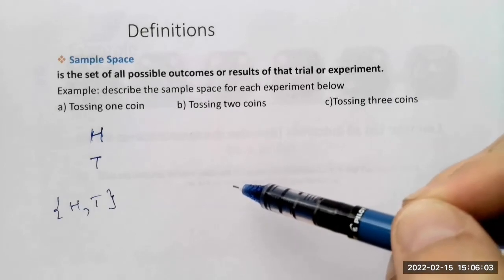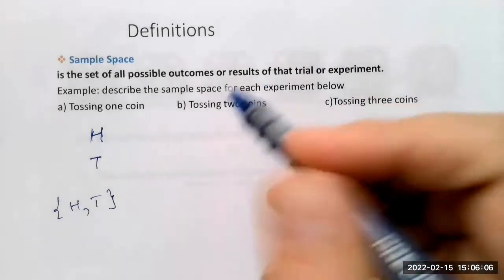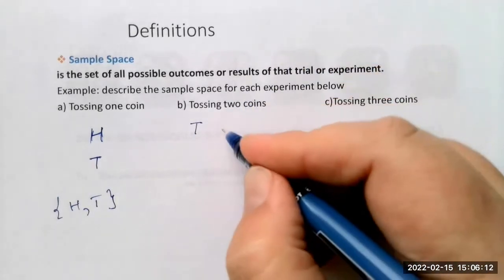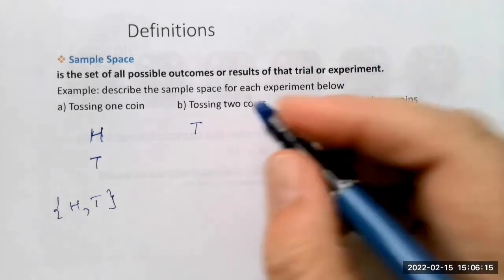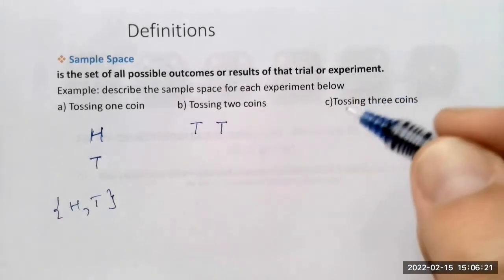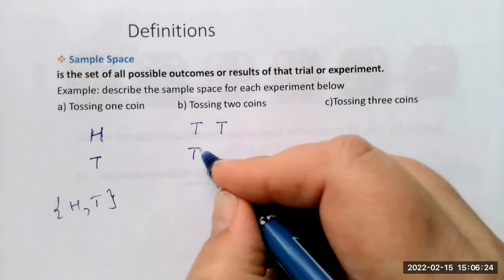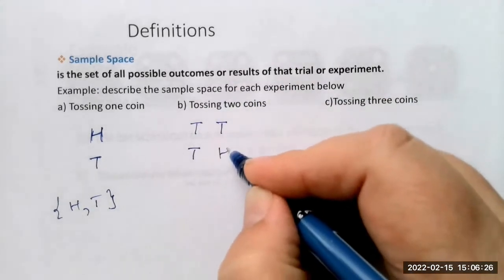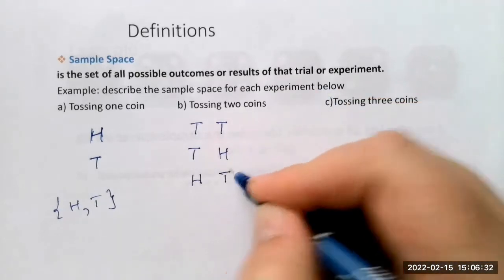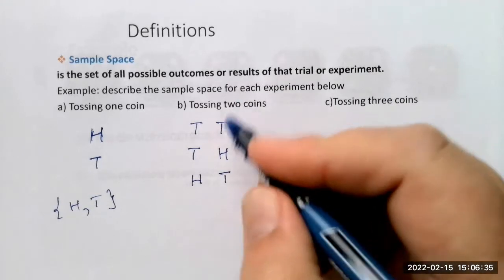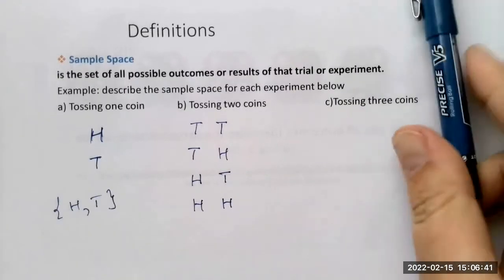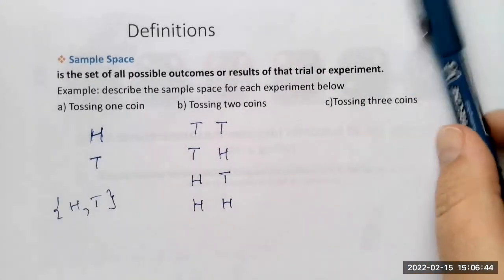Okay, experiment number 2, tossing 2 coins, or we could describe it as tossing a coin twice in a row. So what are the possible outcomes? Well, we could have tails on the first toss, or the toss of the first coin, and tails for the second toss. Or we could have tails on the first toss and heads on the second. We could have heads on the first and tails on the second, or we could have heads on the first and heads on the second.